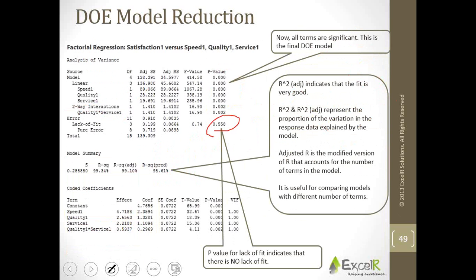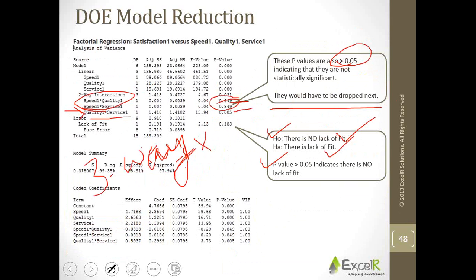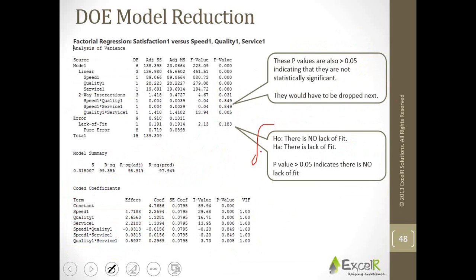What is this lack of fit value here? The p-value for lack of fit indicates that there is no lack of fit because it's greater than 0.05. And these two we have already discussed, the null and alternate hypothesis for lack of fit.